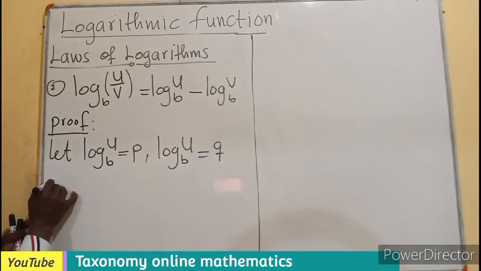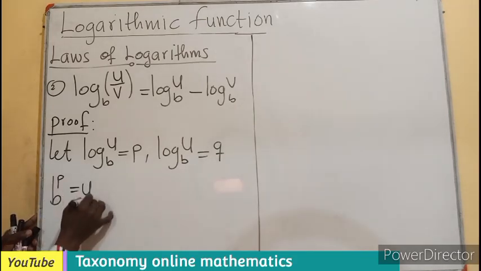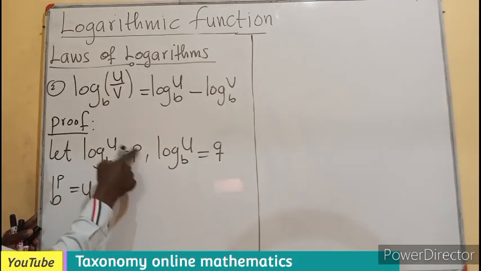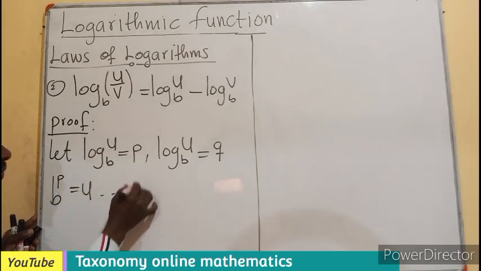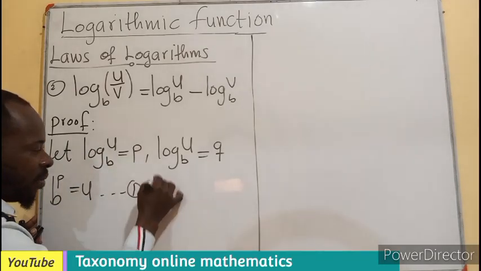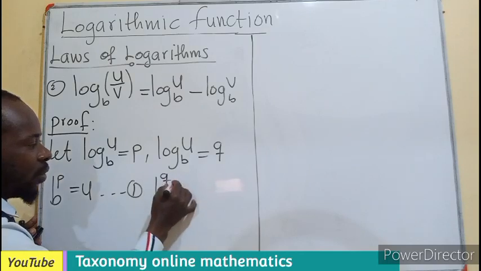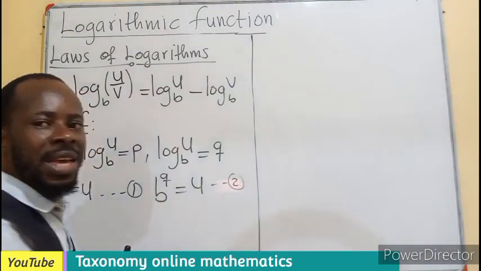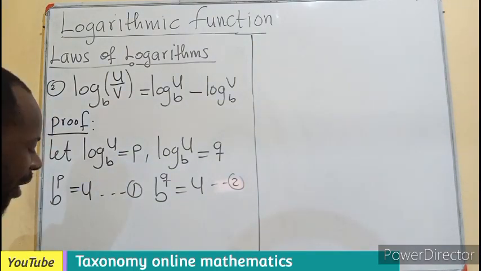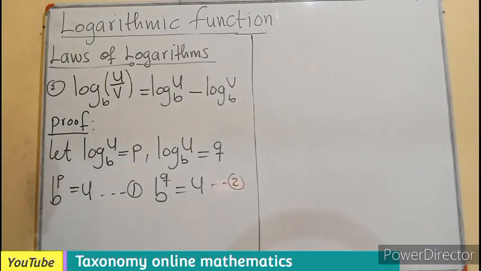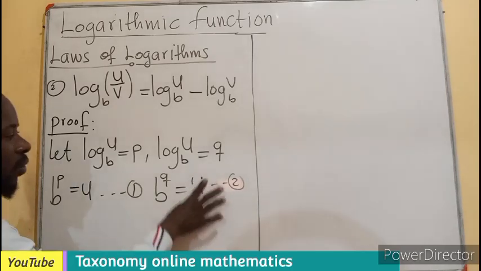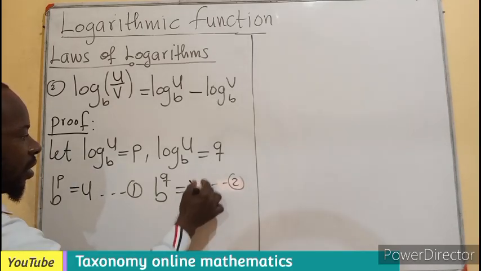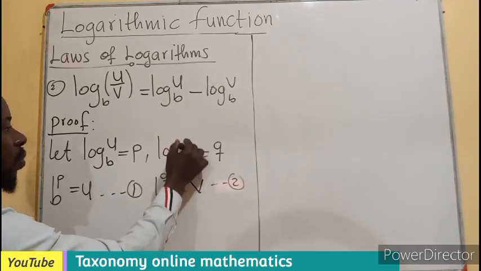If we are taking this as P, this as Q, then we can write this from logarithm into indices to mean that b exponent P equals u. You remember from here, this to this. That gives us the first equation. This becomes b exponent Q equals v. This becomes the second equation. How do we marry this together? What we are going to do is divide equation 1 by equation 2. This is V. Let me differentiate it well.